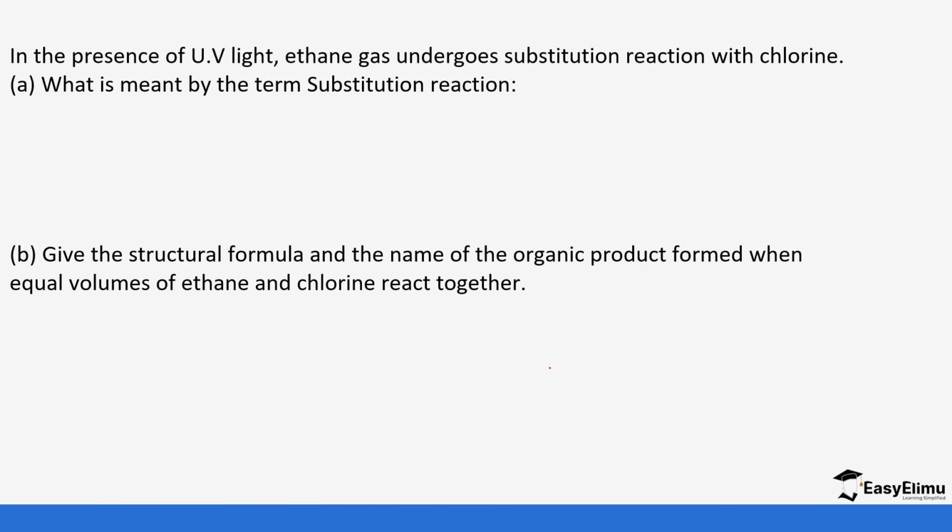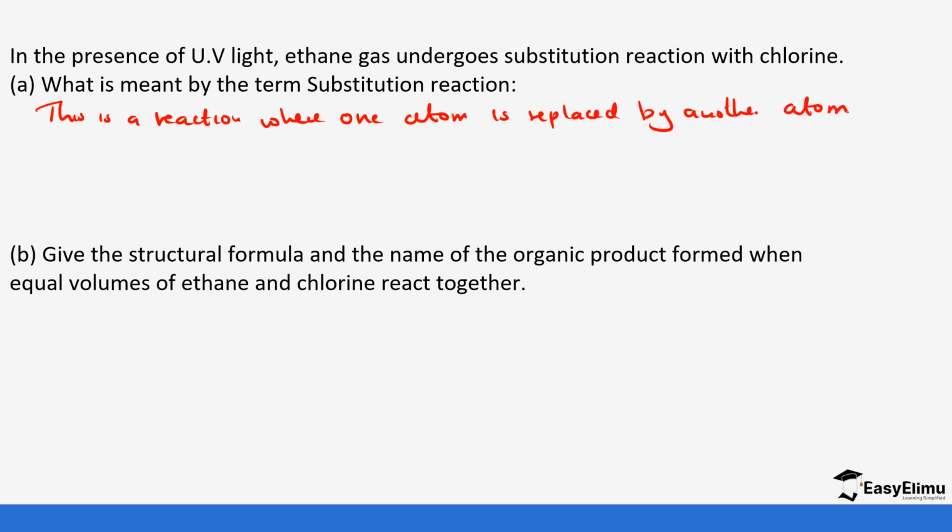In the presence of UV light, ethane gas undergoes a substitution reaction with chlorine. What is meant by the term substitution? So this is a reaction where one atom is replaced by another atom in a molecule.